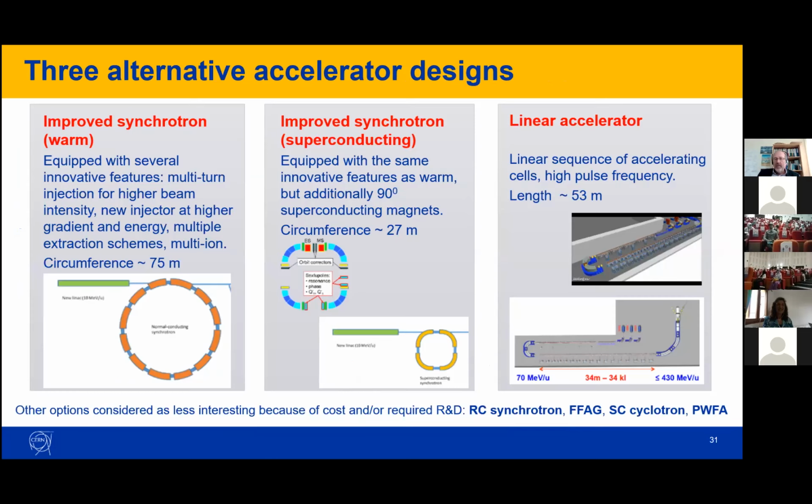So this is why we started, a year ago, comparing three accelerator options. The first one is a normal conducting standard synchrotron with conventional room temperature magnets, about the size of Heidelberg and Kanau, but with some new features to accumulate more beam. A lot of work was done at CERN and elsewhere in our collaboration on technologies to store more beam in this synchrotron.